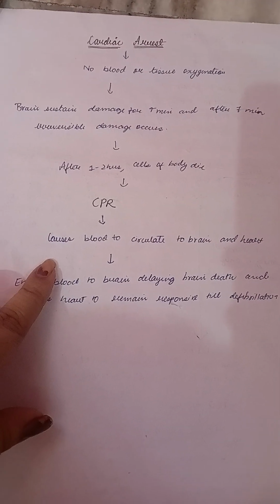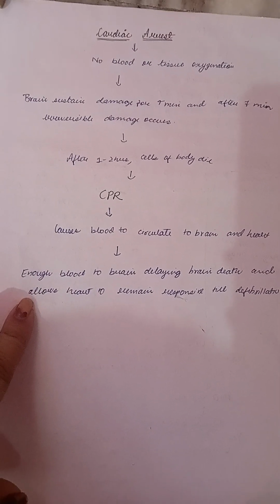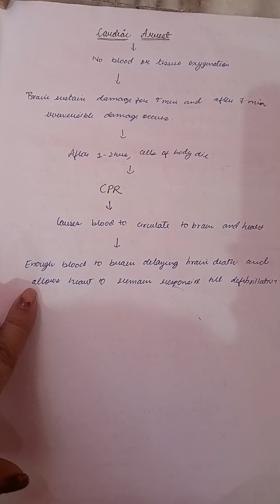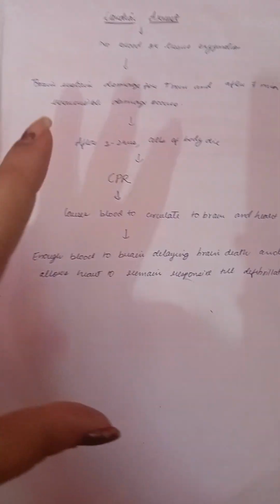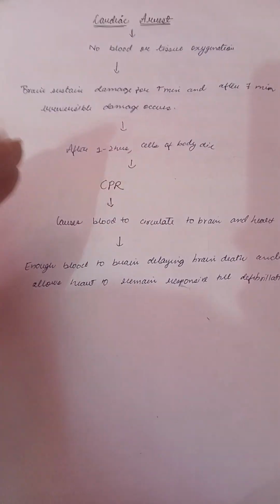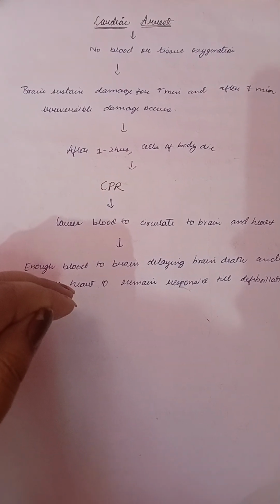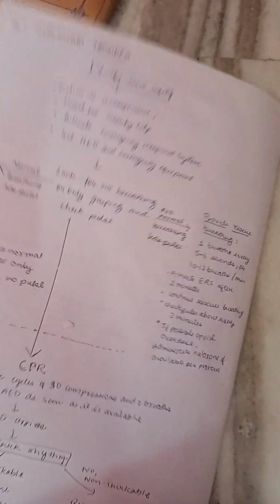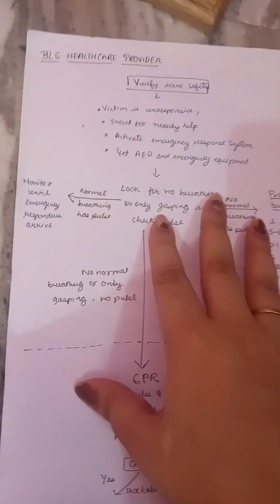It causes blood to circulate to the brain and heart. Enough blood to the brain, delaying brain death, and allows the heart to remain responsive till defibrillation. This is the flow chart. I am telling you what happens when cardiac arrest occurs and what happens when CPR is done. Okay. Now, one more flow chart we'll see in today's class.